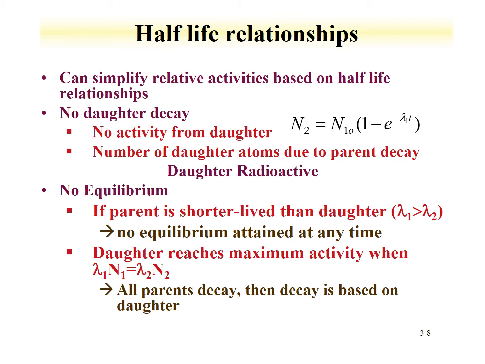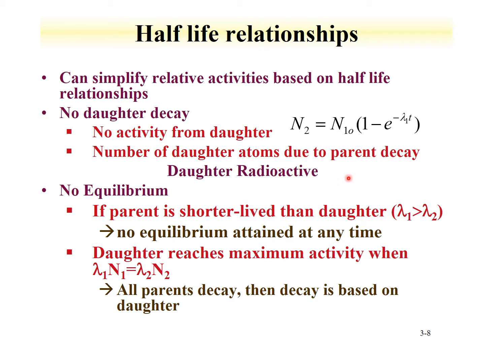So let's take a few conditions. For instance, the simplest one would be that there's no daughter decay. The number of daughter atoms is just due to the decay of the parent. So the daughter atoms keep growing and the parent value keeps decreasing. This is where I have an isotope that is decaying directly into a stable daughter, that would be the case.